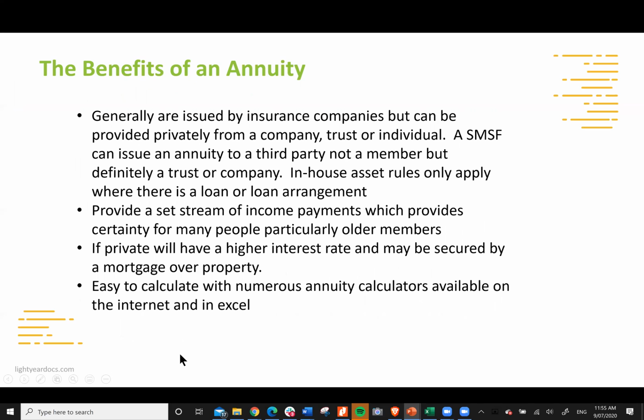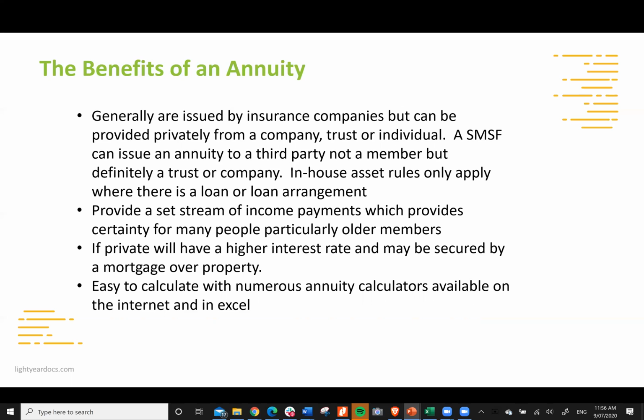Anyway, when we have a look at the benefits of an annuity, as I said, they're generally issued by insurance companies, but you can issue them privately from a company, trust, or an individual. An SMSF can issue to a third party. So, for example, I could go to an SMSF, pay the $100,000, and then over a period of time, I'll get an income stream from the superannuation fund.